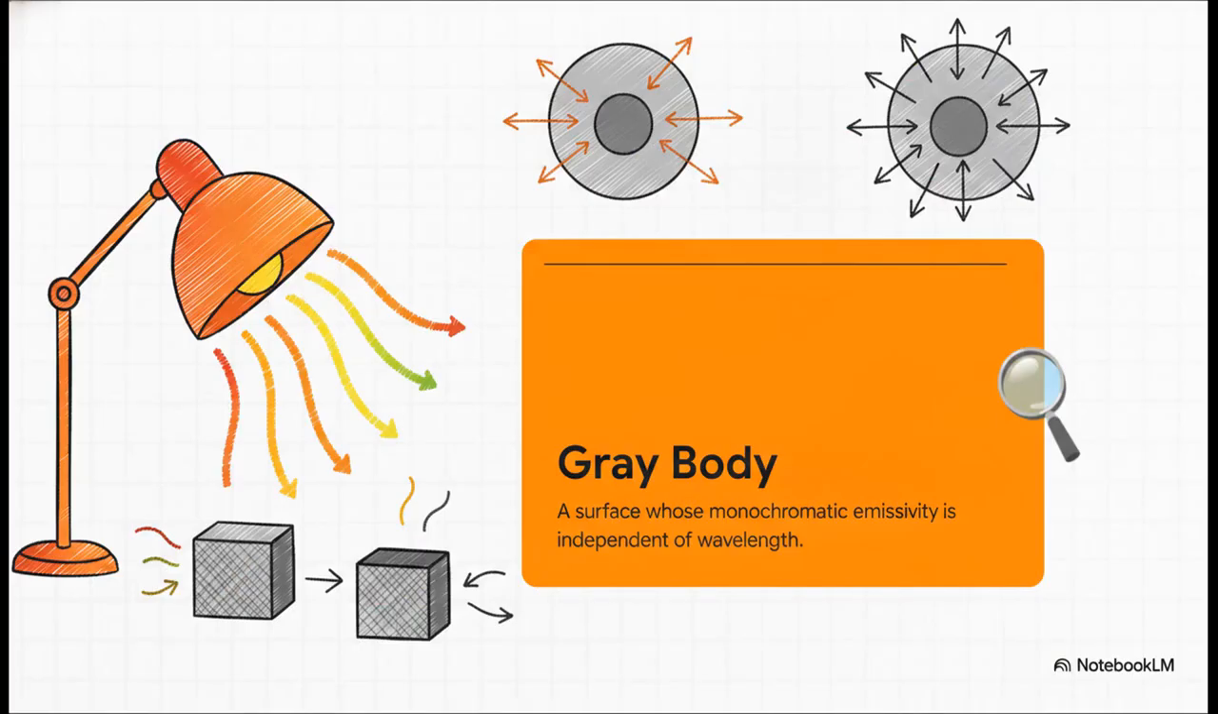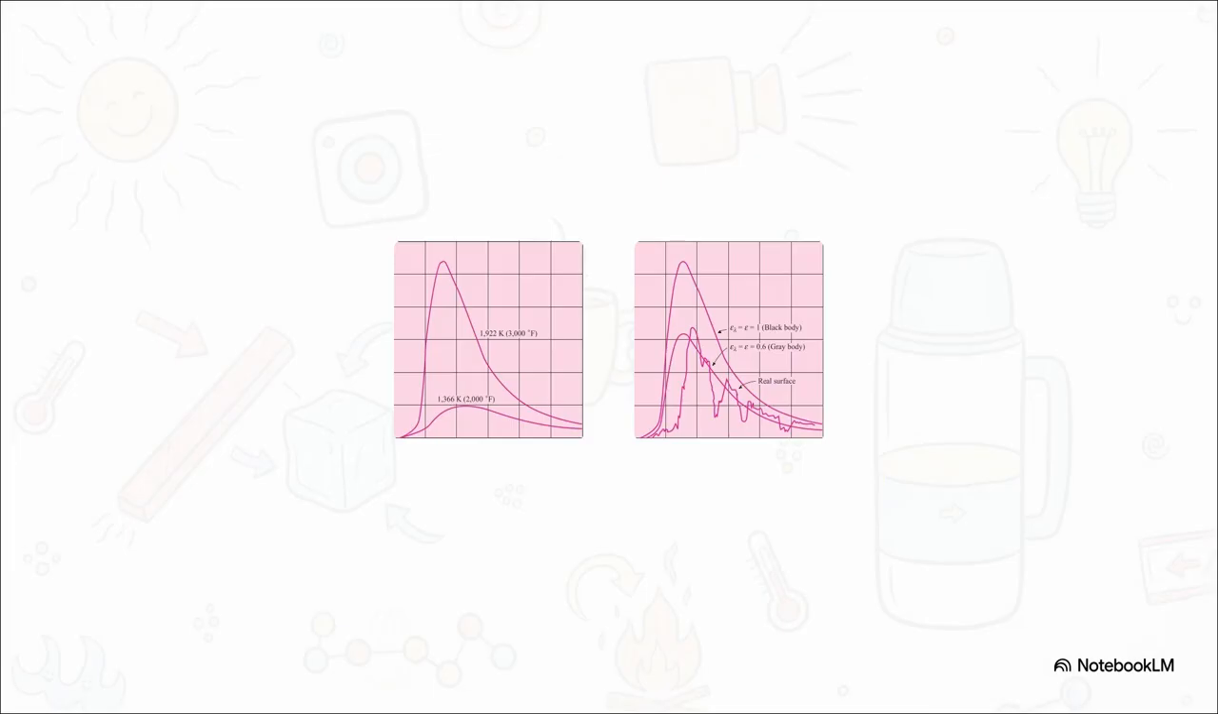To analyze these messy, real surfaces, engineers use a sort of bridge concept called the gray body. We define this as a surface where its monochromatic emissivity is completely independent of the radiation's wavelength. Basically, it's a consistent baseline we can use for real-world objects. This ties right into Kirchhoff's identity, which proves this really elegant rule. If a body is a great emitter of heat, it is equally a great absorber. And this brilliantly illustrates exactly why we need that gray body bridge.